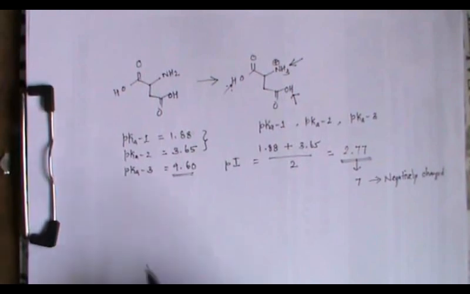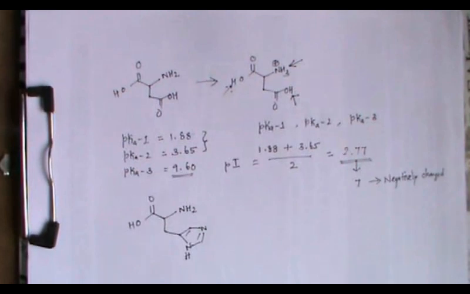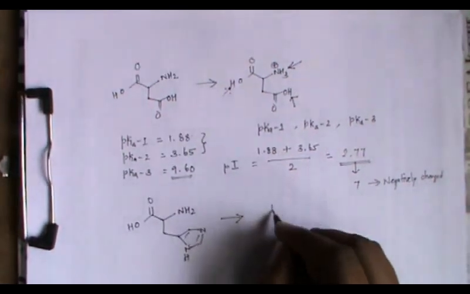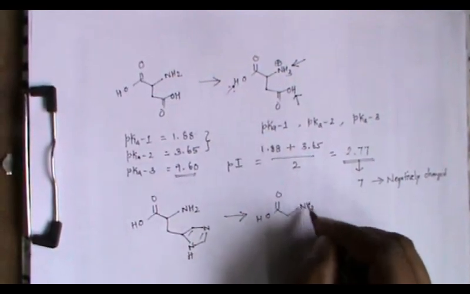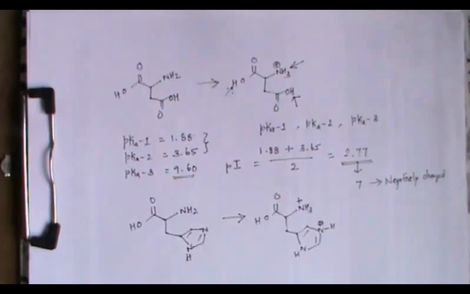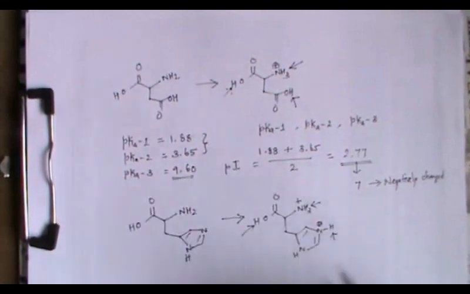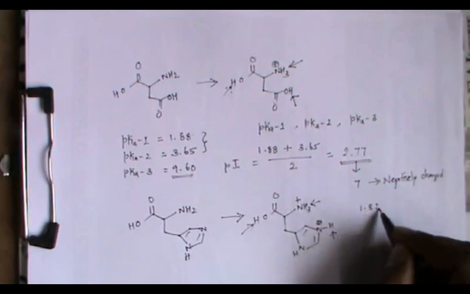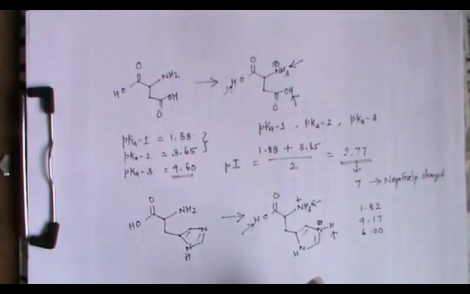Now let us go to histidine. It is a basic amino acid. It is also known as a positively charged amino acid. At lower pH, say at pH 1, it will exist like this. In this case also, I have 3 acidic hydrogens, so there will be 3 pKa values. These are the 3 pKa values for these hydrogens.